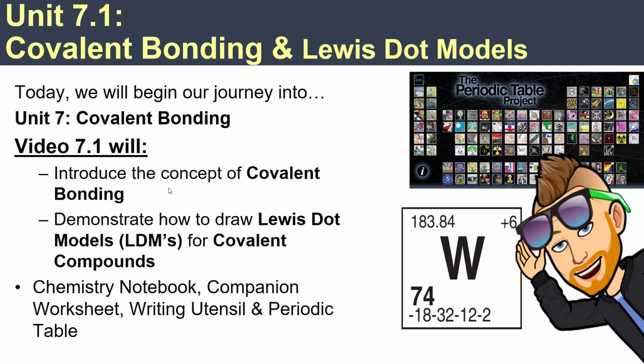If you have not already done so, please make sure you have your chemistry notebook handy. You got your companion worksheet downloaded and printed out. You have a writing utensil, and of course, we are going to need our periodic table because we are going to be specifically looking at valence electrons. We got a lot to do today, so without any further ado, let's get cooking.